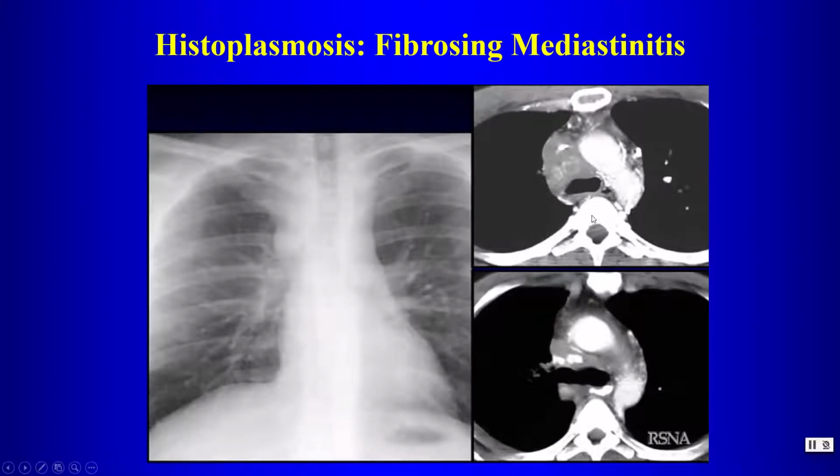Another example, and one that might be suggestive of histoplasmosis or an infectious etiology, is if we have calcifications within these enlarged lymph nodes within the mediastinum.